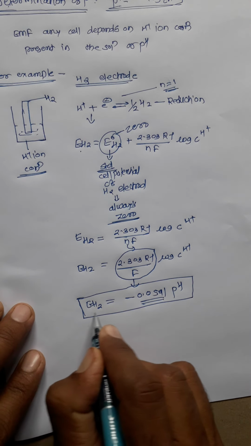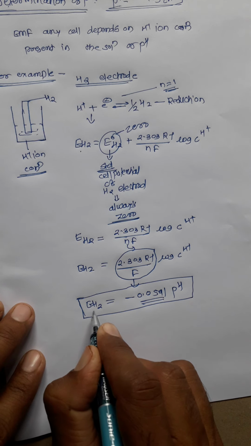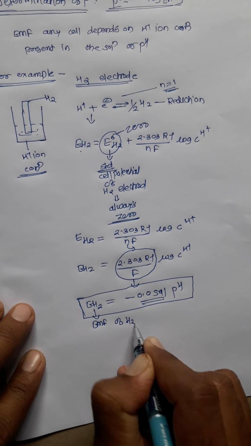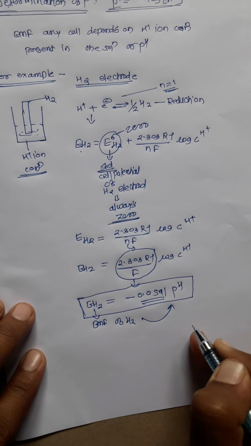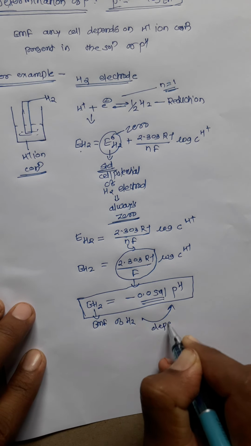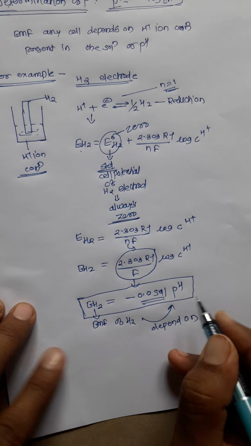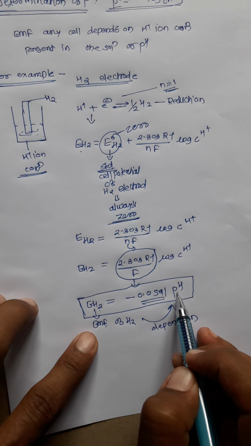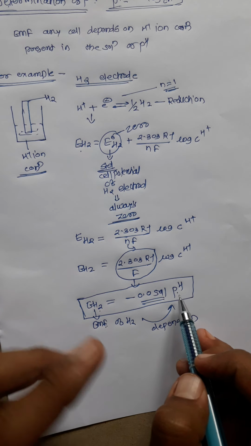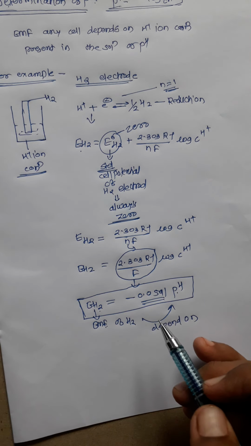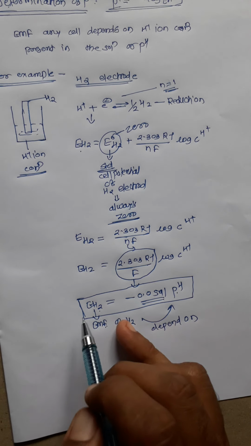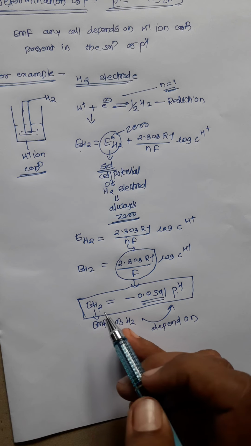The EMF of the hydrogen electrode depends on the pH of the solution. Then how do we calculate the pH using the hydrogen electrode? We calculate the pH of any solution by using a hydrogen electrode.